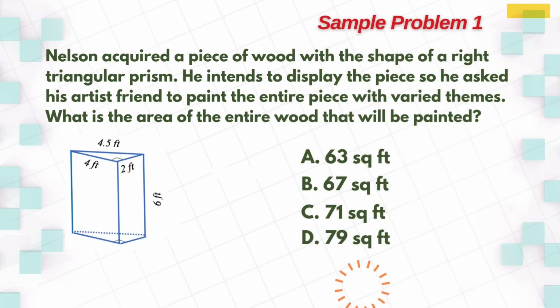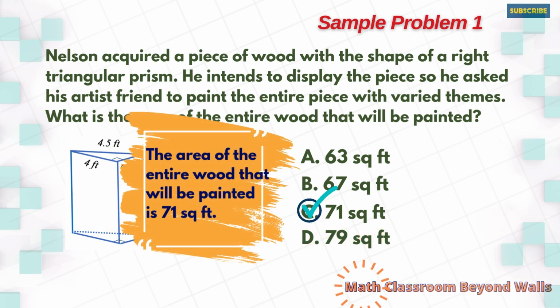So, what is our answer, learners? Is it option A, option B, option C, or option D? Okay, so the answer is option C. Therefore, the area of the entire wood that will be painted is 71 square feet. That was easy.